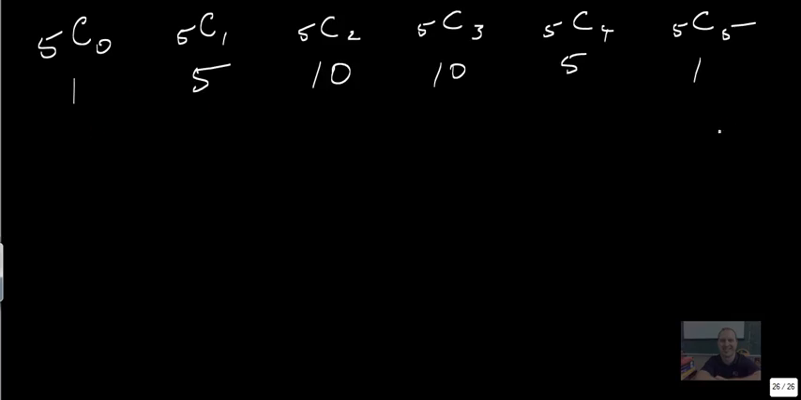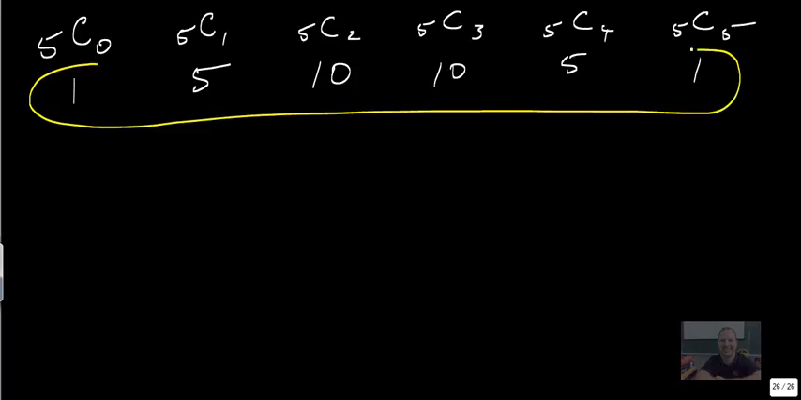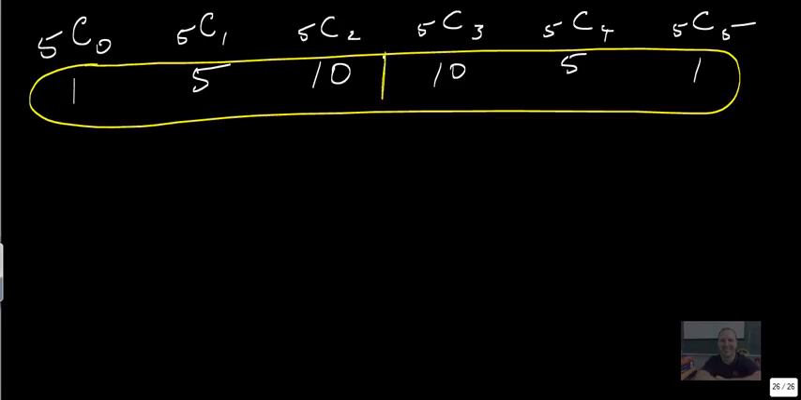What do you notice about the answers here? 5 choose 0 is 1. 5 choose 1 is 5. 5 choose 2 is 10. 5 choose 3 is 10. 5 choose 4 is 5. And 5 choose 5 is 1. What do you notice about this set of numbers right here? Okay, it's a reflection. Yeah, it's symmetrical, just like we talked about in Pascal's triangle.